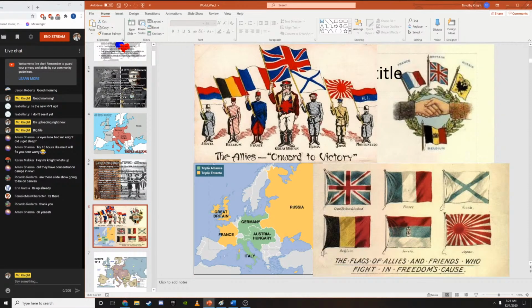So, here you can see some imagery from the time that demonstrates the Triple Alliance and the Triple Entente. Here you can see the allied powers of Great Britain, France, Russia, Japan, Montenegro, Belgium, and Serbia. And then over on the right, another image of Britain, France, and Russia, and Belgium, it looks like, on the bottom. And then, "flags and friends who fight in freedom's cause." This was another image demonstrating the nations involved.